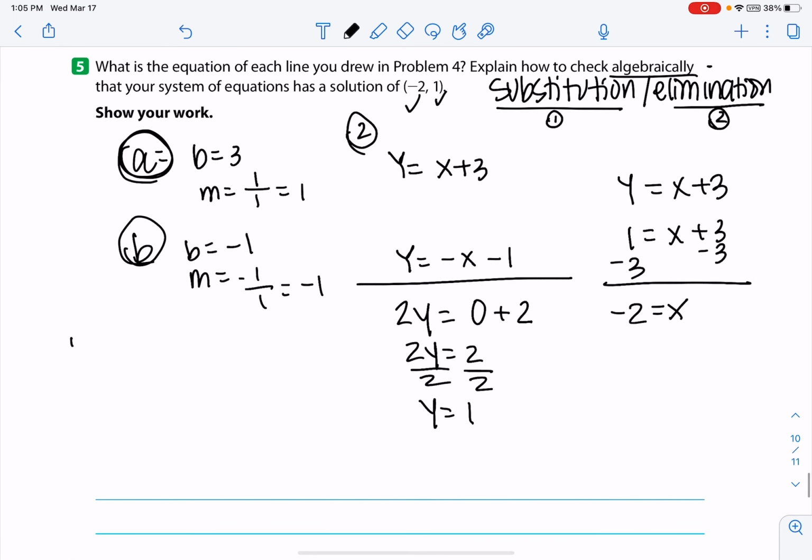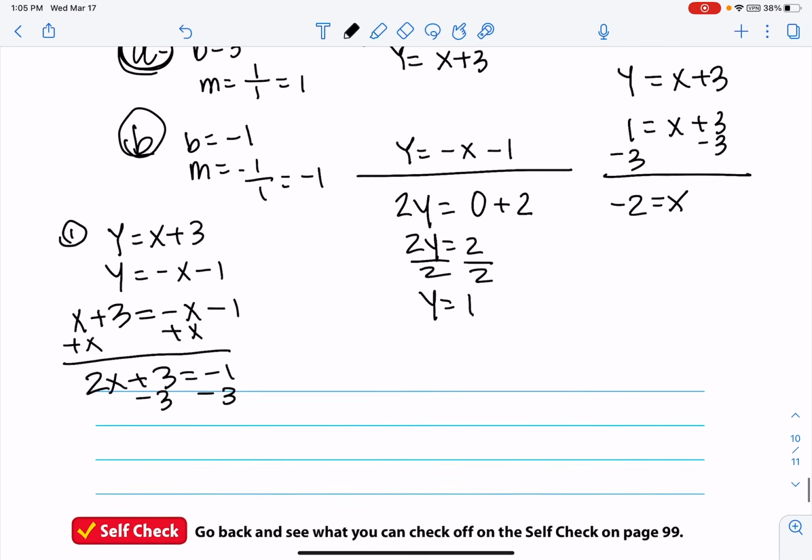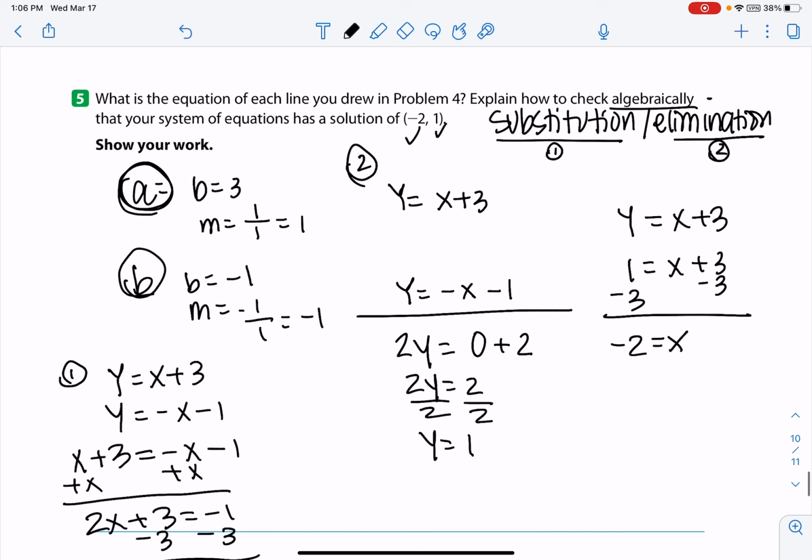And then I'll do the same thing with substitution. I had y equals x plus 3 and y equals -x minus 1. I'll just go ahead and set them both equal to each other. So I'll add x, so I've got 2x plus 3 equals negative 1, minus 3. So 2x equals negative 4, divide by 2. I find that my x is negative 2, which of course matches.